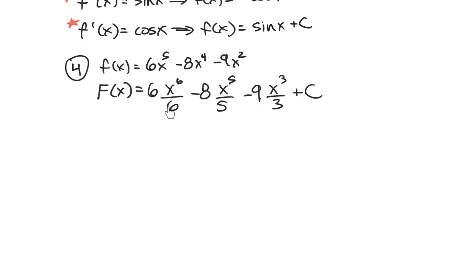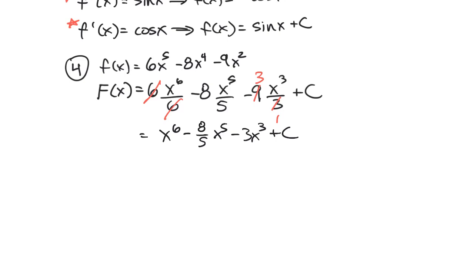And of course, you guys would never leave a problem looking like this, right? Because we can see some things that can definitely cancel here. The 6's totally cancel. 3 goes in here once, goes in here 3 times. So we would get x to the 6th minus 8/5 x to the 5th minus 3x cubed plus c.